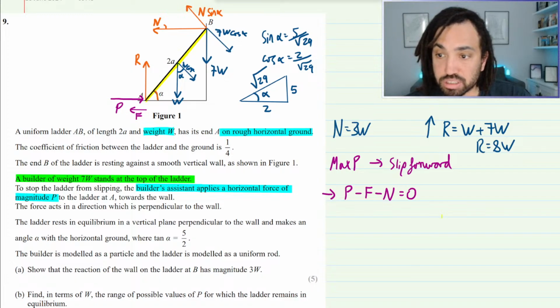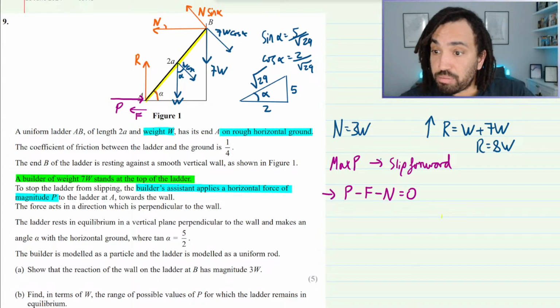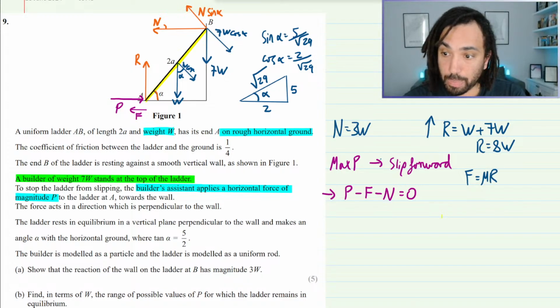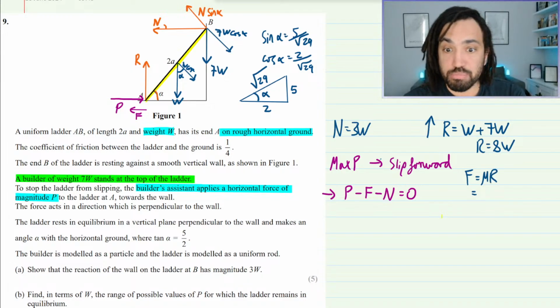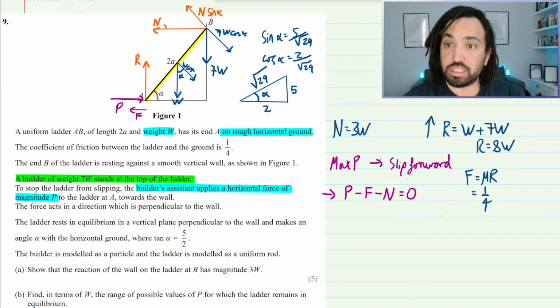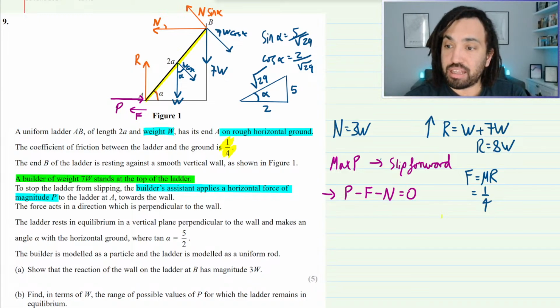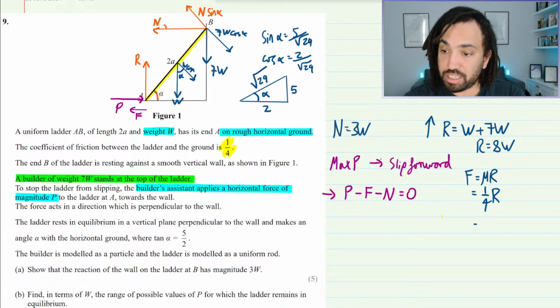So we've got R going up. It's 8W. Okay, great. So what do we know about friction? Friction is equal to mu R. And we have mu is a quarter from the question. We can see that in here. And that is times by R, which is equal to a quarter times by 8W, which is equal to 2W.